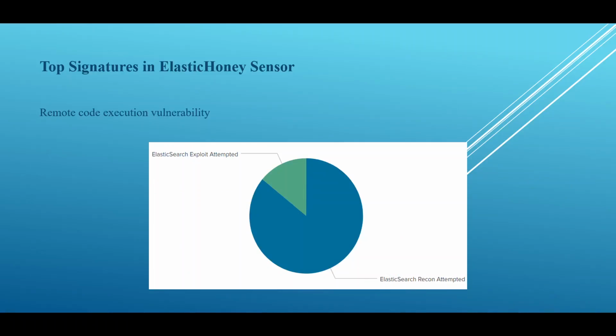Top signature in the Elastic Honey sensor. This top signature is referred to in the Elastic Honey sensor, which is hosted with a remote code execution vulnerability. There are two kinds of signature: the first is Elastic Recon attempt and the other is Elasticsearch exploit attempt. For the sensor deployed in Bangalore, in the Elasticsearch recon attempt the scanning for vulnerabilities is performed, and the Elasticsearch exploit attempt is where malicious activities happen.